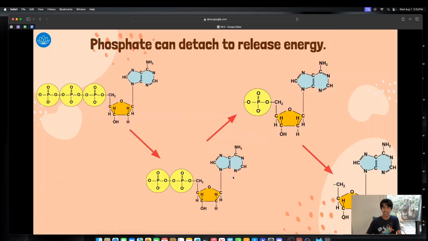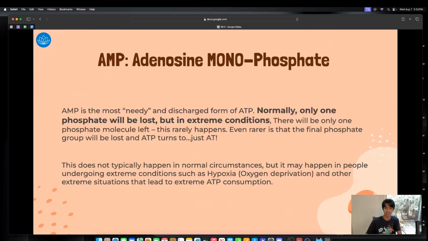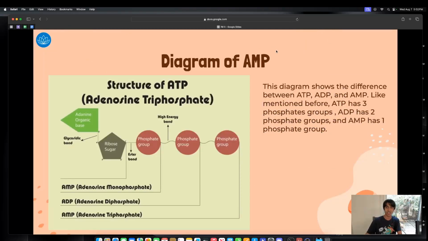So adenosine monophosphate is the third one in this diagram with only 1 phosphate left. Mono means 1, right? Like monocolor means 1 color. So that's the last phosphate left, and that's really low energy. It's like a battery and the battery is on 1%. That's how it works, right? So here's a diagram of AMP.